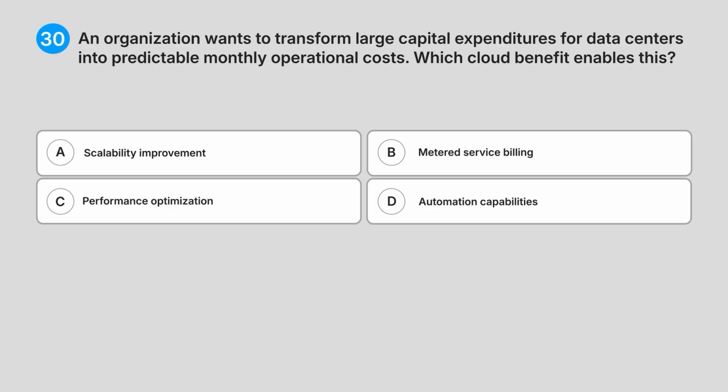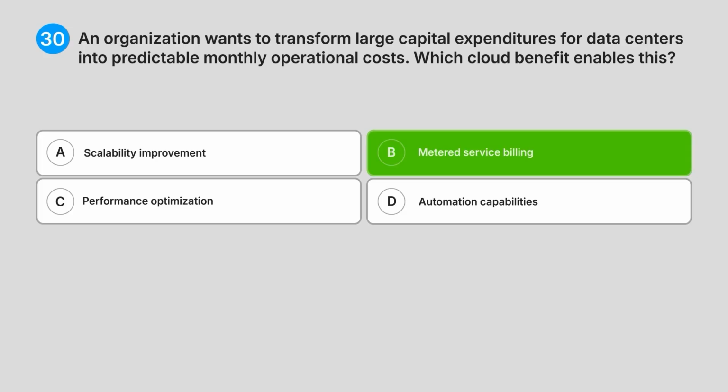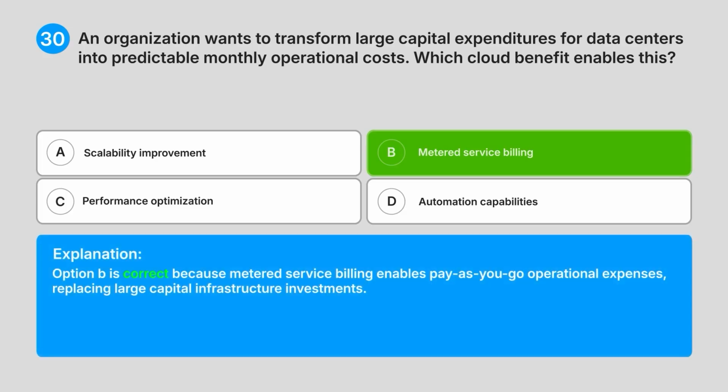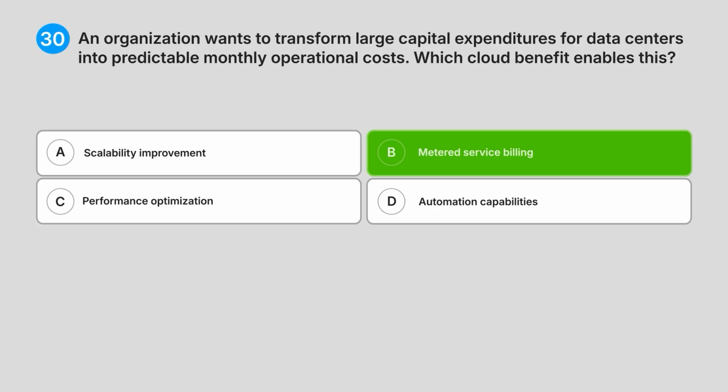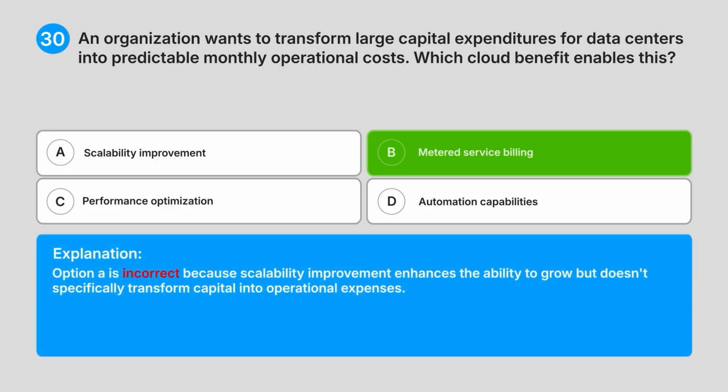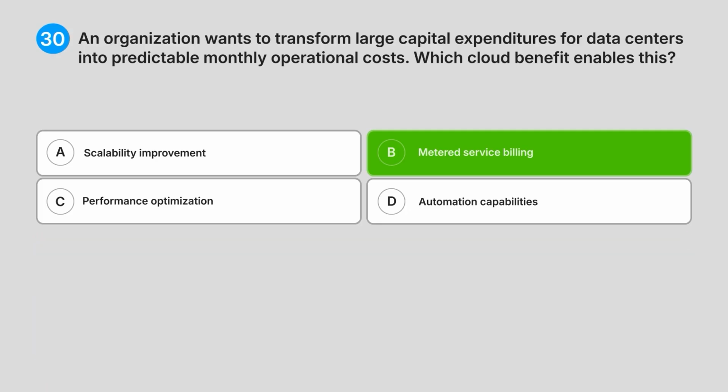Correct answer, B. Metered service billing. Explanation. Option B is correct because metered service billing enables pay-as-you-go operational expenses, replacing large capital infrastructure investments. Option A is incorrect because scalability improvement enhances the ability to grow, but doesn't specifically transform capital into operational expenses.